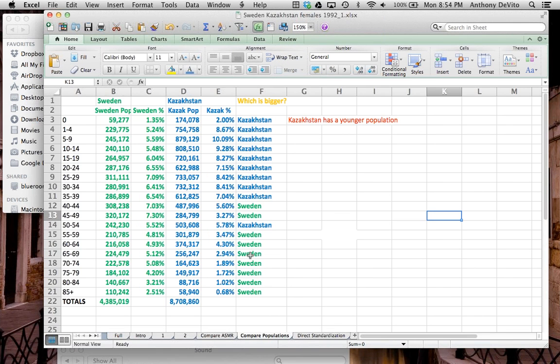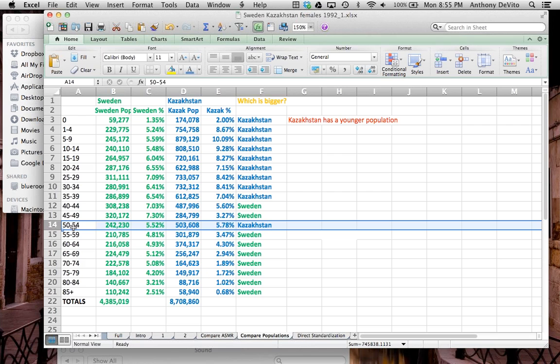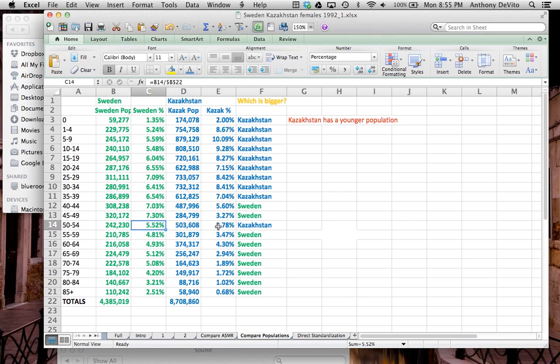Okay, so let's blow this up and take a look at it. Let's take a look at how the population is distributed. What percentage of women are over 80? About 6% of the women in Sweden are over 80, while only 1.5% of the women are over 80 in Kazakhstan. Well, how about 50 to 55? 5%, about the same. But then as we get older, look how drastically this reduces.